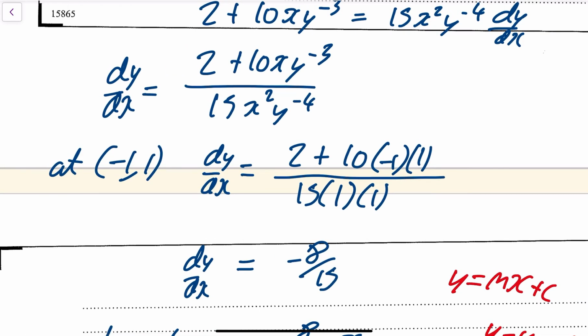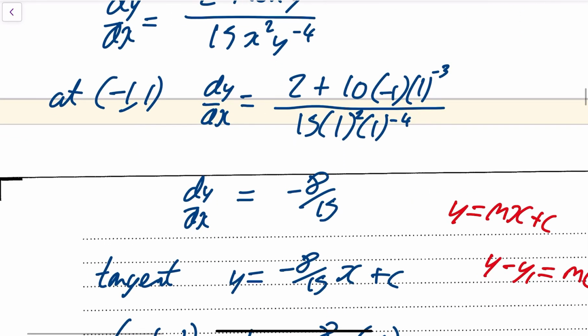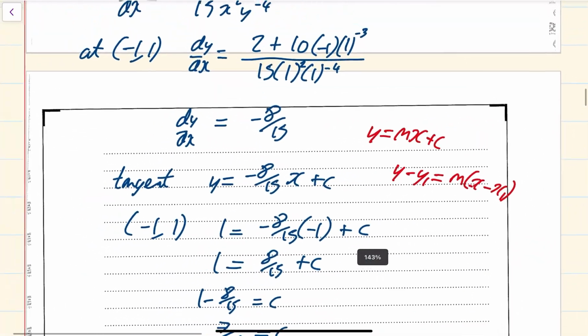fire this into your calculator, 2 plus 10 times minus 1, and then that's 1 plus 1 to the power of minus 3 technically, which is just going to be 1 anyway, and then 15 times 1 squared, and then times 1 to the power of minus 4, and do that in your calculator, you'll just get minus 8 over 15. Now I'm going to put that into the equation.